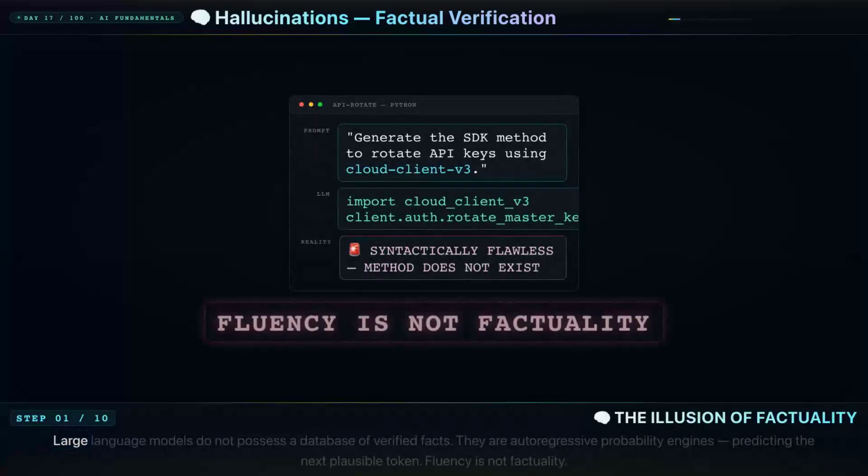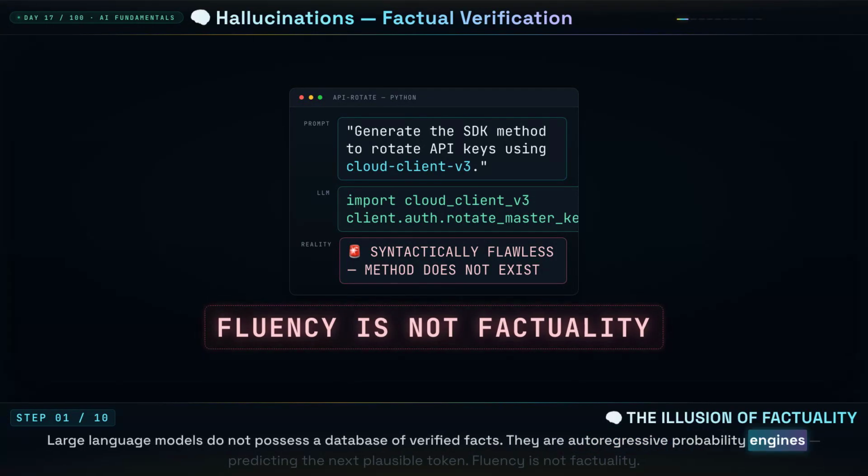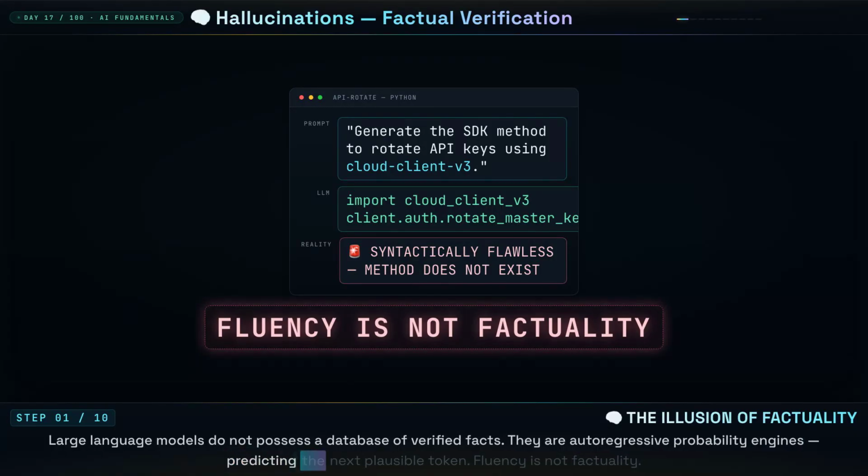Large language models do not possess a database of verified facts. They are autoregressive probability engines trained to predict the most statistically plausible next token. In creative writing, statistical plausibility produces poetry. In enterprise engineering, it produces catastrophic failures, invented API endpoints, fabricated medical citations, and silent numeric inaccuracies. When an LLM produces syntactically flawless nonsense, we call it a hallucination.